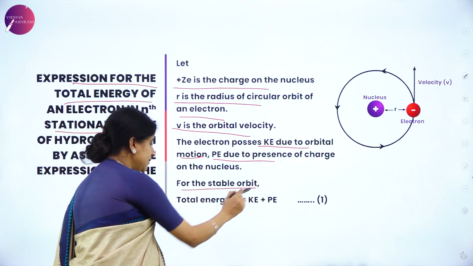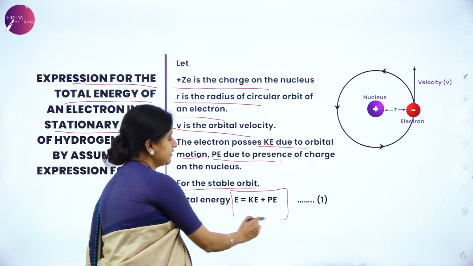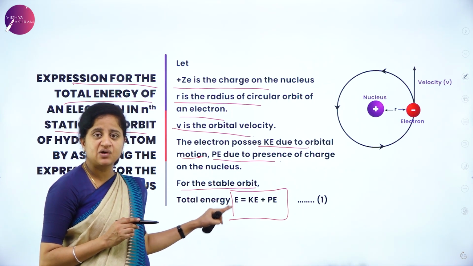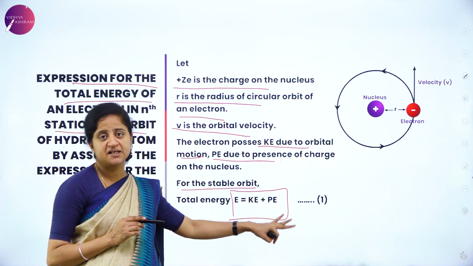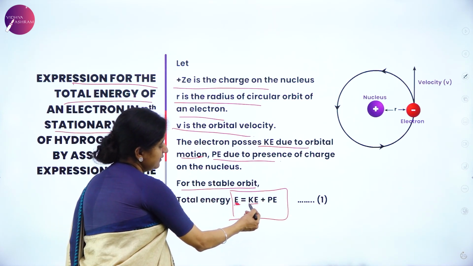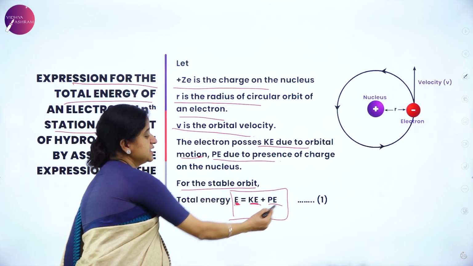Now for the stable orbit, we know the expression for total energy is the sum of kinetic energy and potential energy. So it can be written as E equals kinetic energy plus potential energy. This is my equation 1. Now to get the total energy, I must get the expressions for kinetic energy as well as for potential energy.